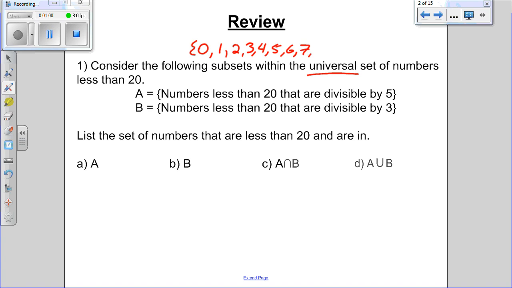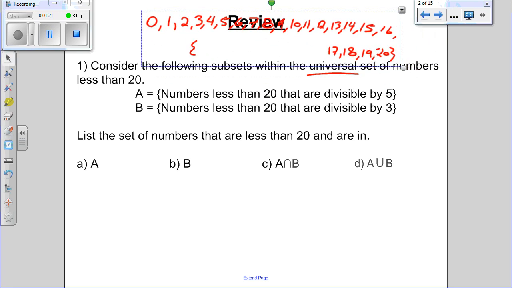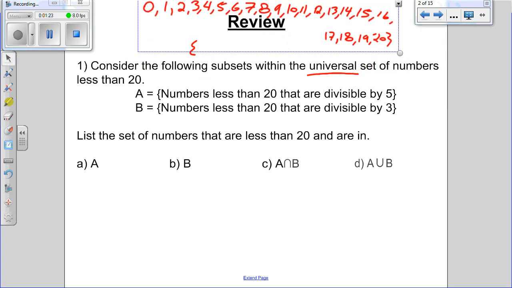And remember, I like to write them all out because I feel it helps me stay organized once things start getting a little complex. Ooh, that's a lot of numbers. Just gonna move it up. There we go. There's our universal set. 0 all the way through to 20.